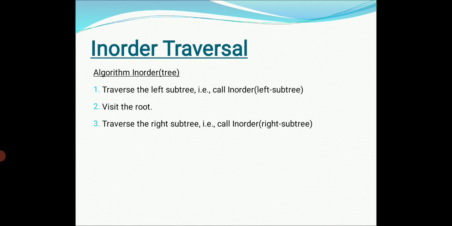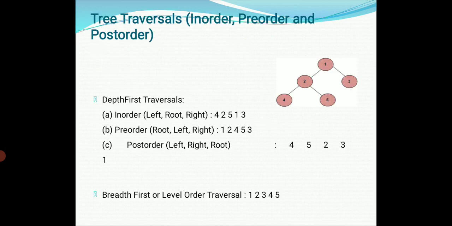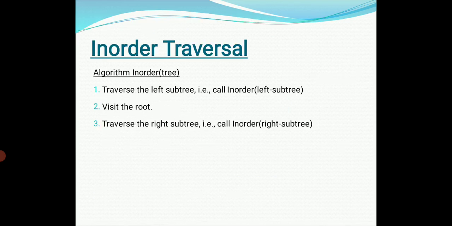The first traversal technique is in-order traversal. Already we know what an in-order traversal is. Here it is left, root and also right. The algorithm is that first we traverse the left subtree, that means writing the left subtree. Then go to the root node, that is visiting the root node. Then go to the right subtree.